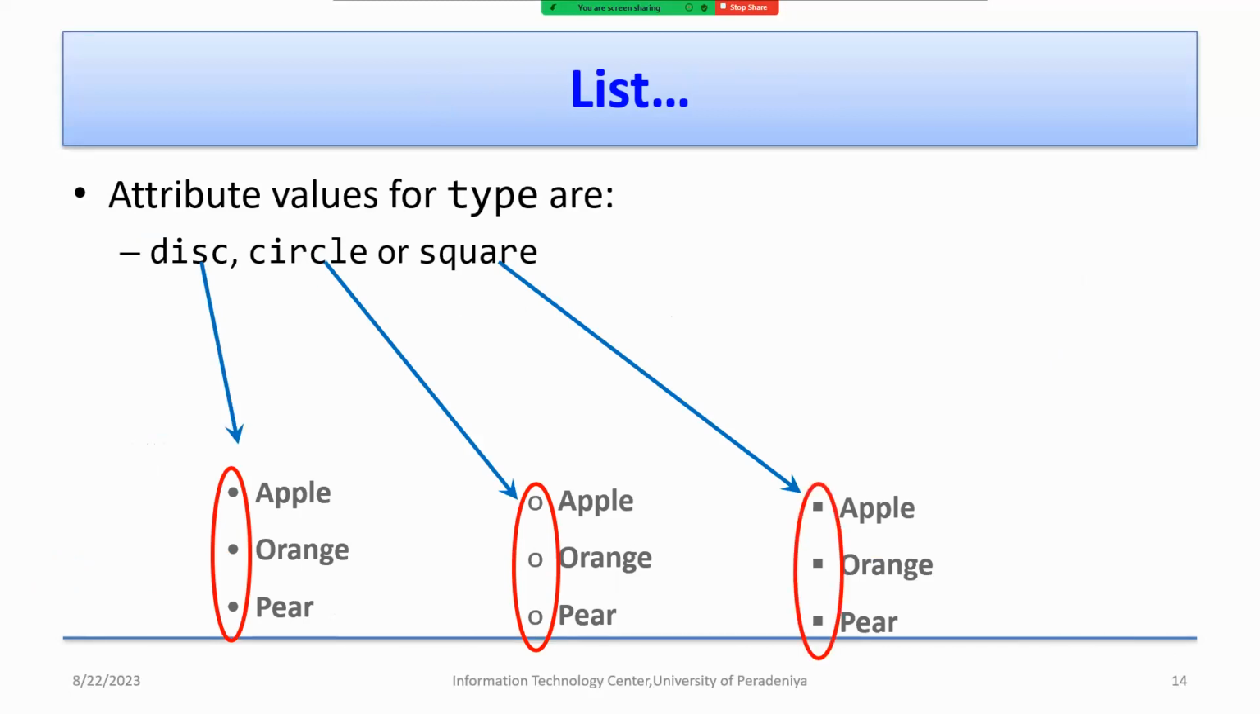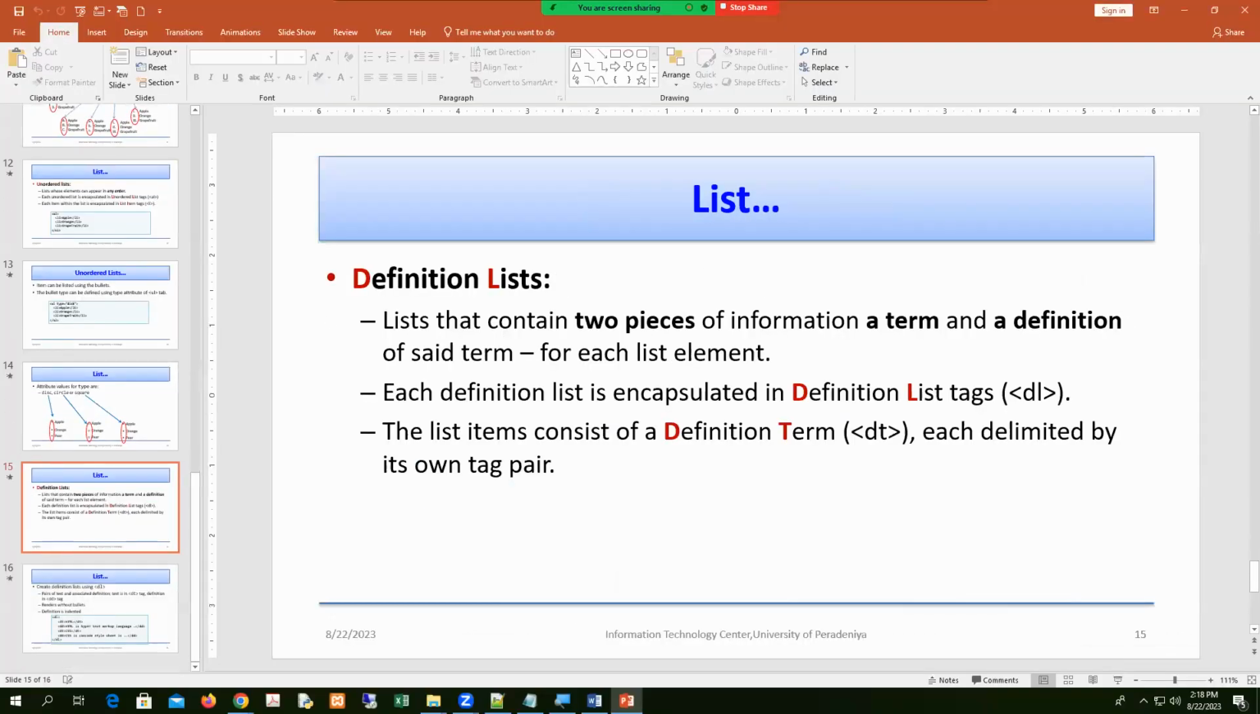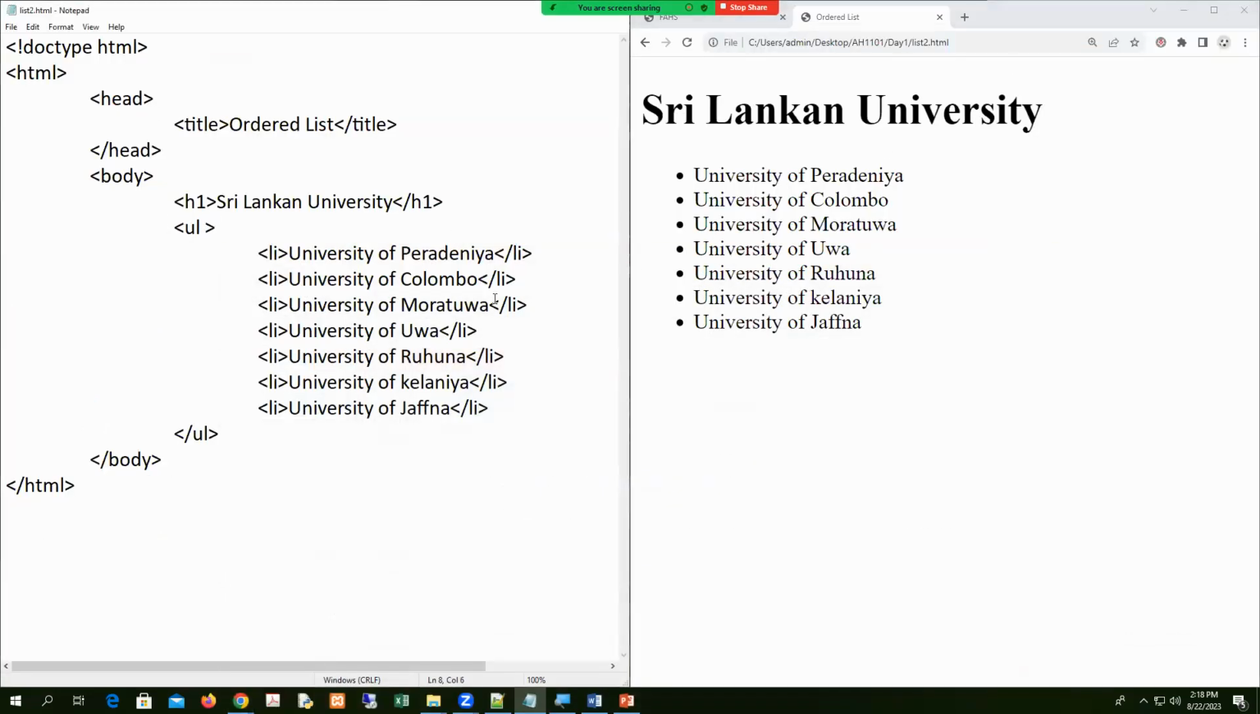There's an attribute called type. You can use the type attribute to change these bullet types. By default, the type is disk. If you want, you can say square, and then if you want, you can say circle, like this: circle, square. Likewise, we can set bullet types. Is it okay? Have you got it?